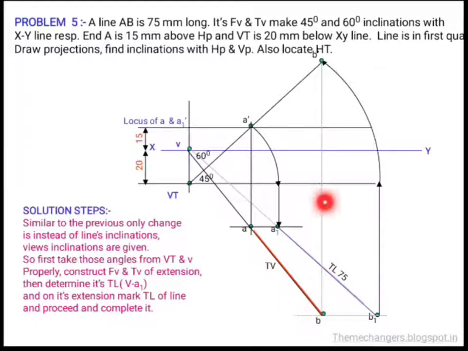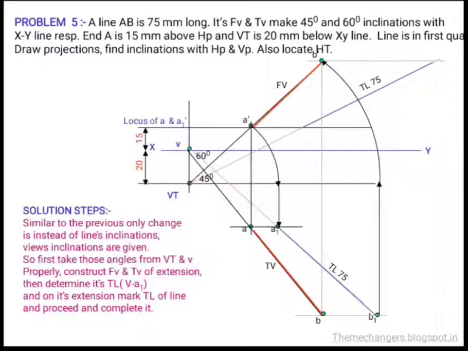This B and B dash, so this intersecting point will be B dash. This B dash and B can be joined together by the vertical projector. Now the front view can be finished. Now I can draw the locus line through B dash, and this true length line can be copied at VT and get the intersecting point on the locus line of B dash.